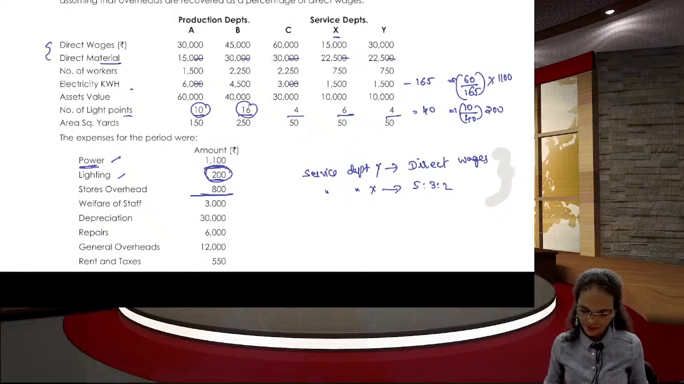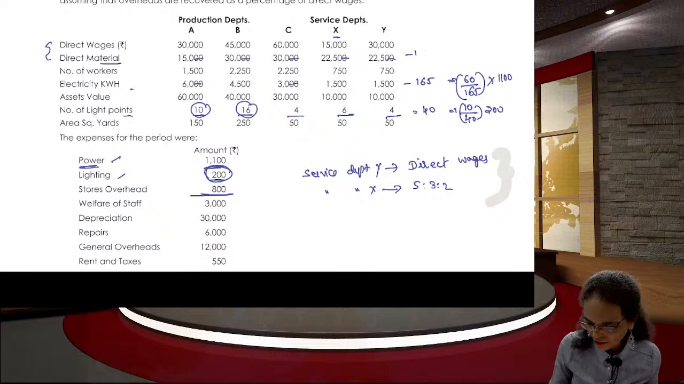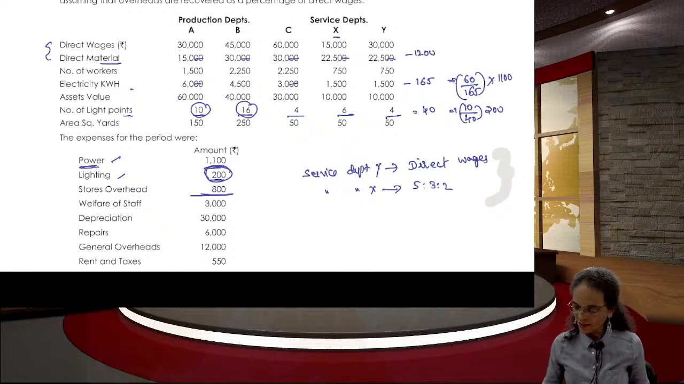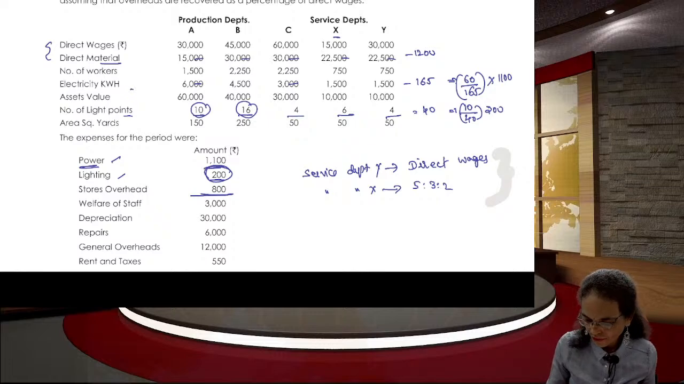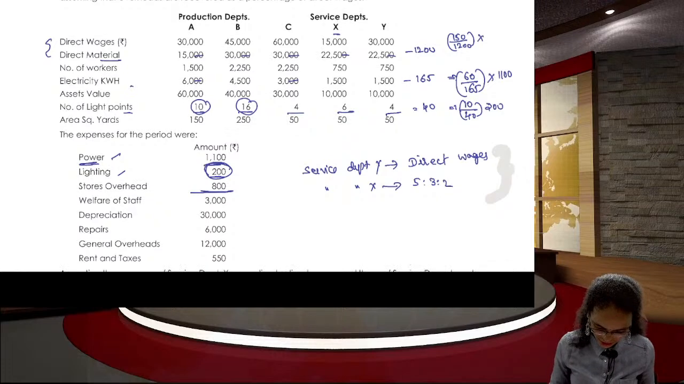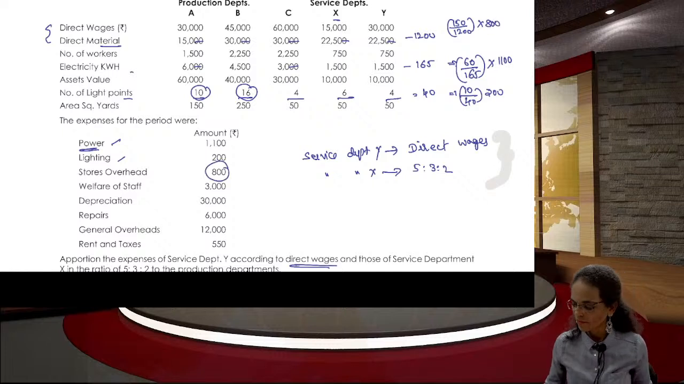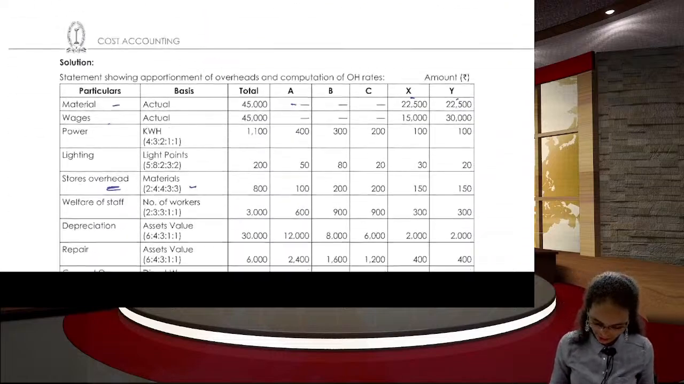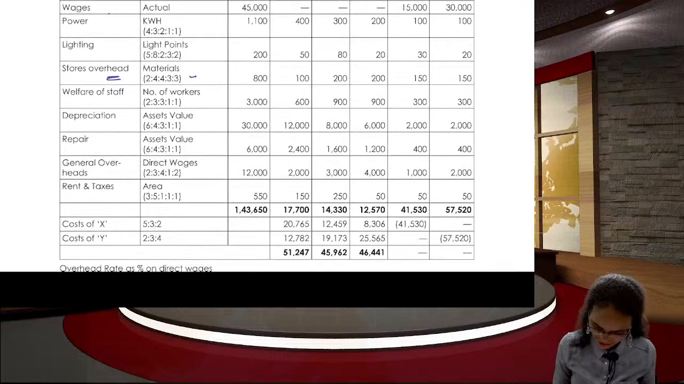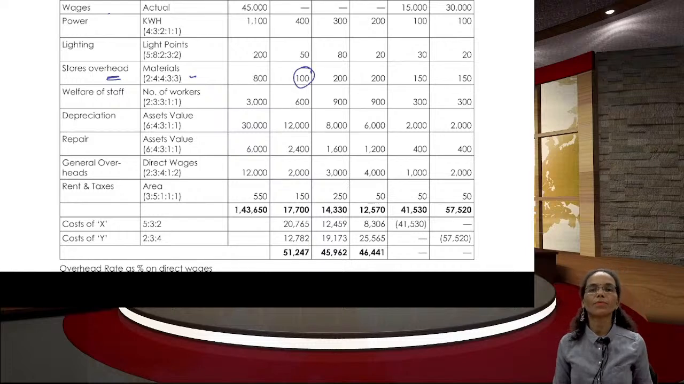So, calculate it. 150 plus 300 plus 300 plus 225 plus 225. Nothing but 1200. So 150 divided by 1200 into what is the stores expenditure? 800 multiplied with 800. So you will get 100. 100 is the right answer. Right answer. This one. Are you getting my point, everyone?